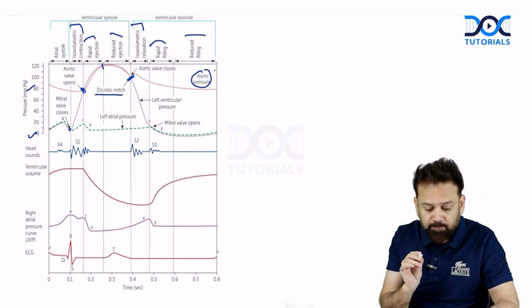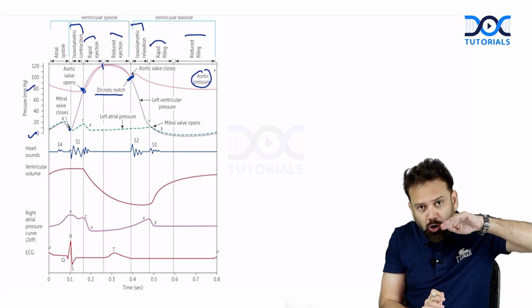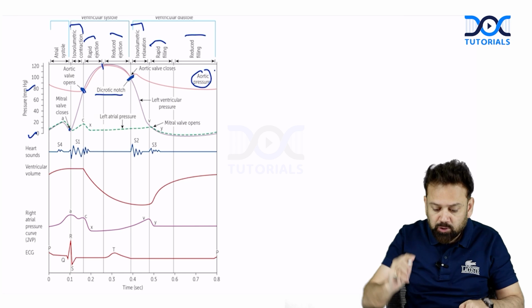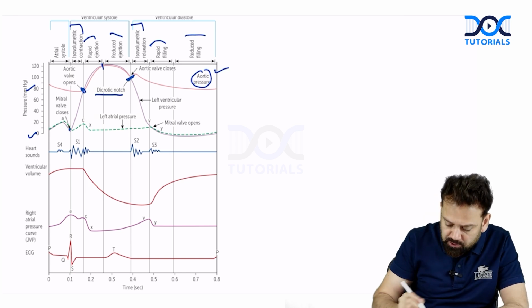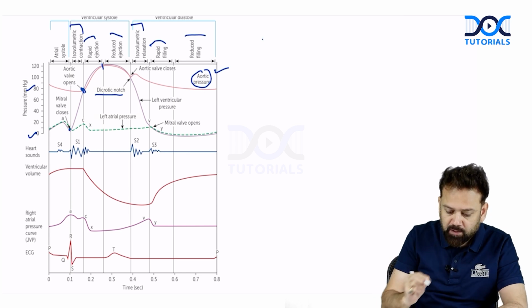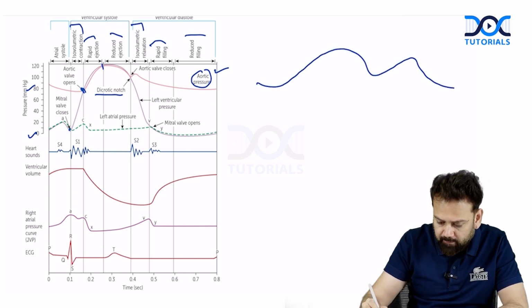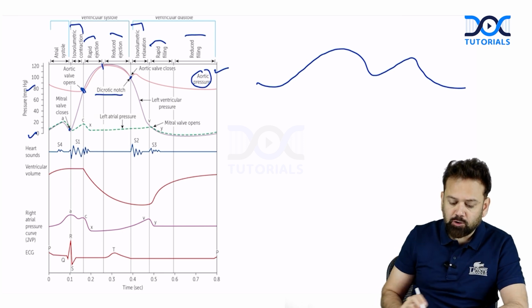What is dicrotic notch? The area where the aortic valve is closing, we are getting a notch in the aortic curve. So in the aortic pressure curve, we are getting a notch, and that beautiful notch, you can see here once again, this notch is visible. It is like this. So this notch is called the dicrotic notch.